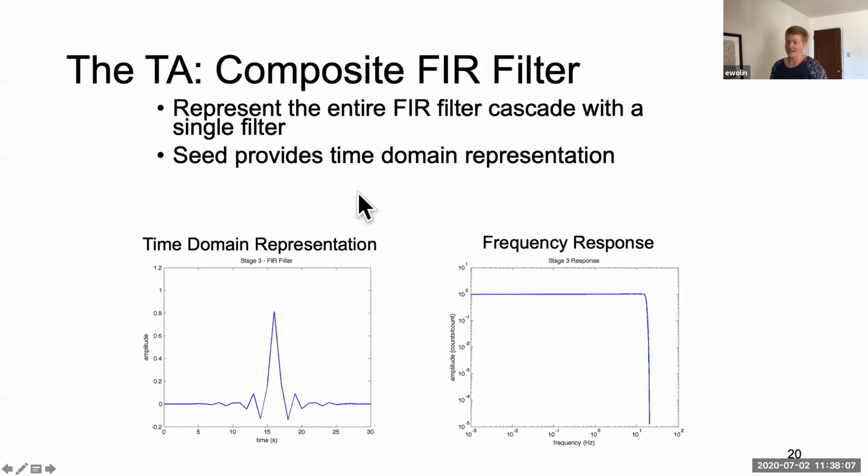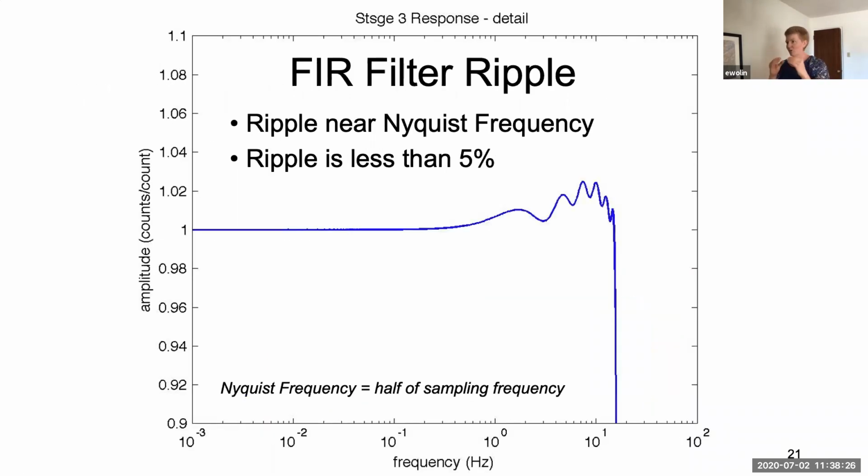In the case of the TA, here's an example. They represented the entire chain of filters with a single filter. And you can see the cumulative effect of that is to drop the frequency response at high frequencies down to nearly zero. If we zoom in on that roll off, you can see that we have a little bit of ripple, right?